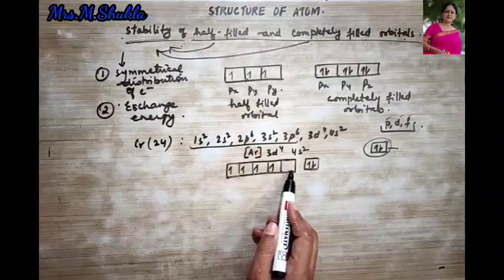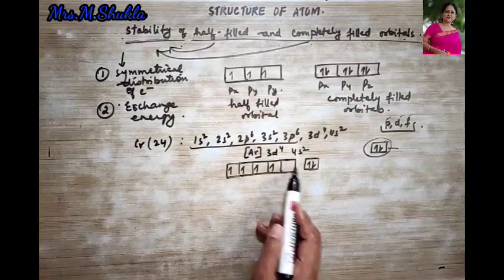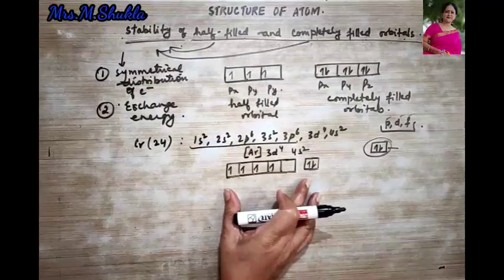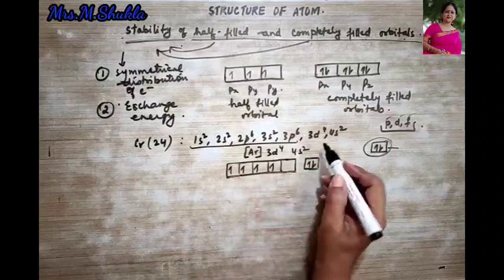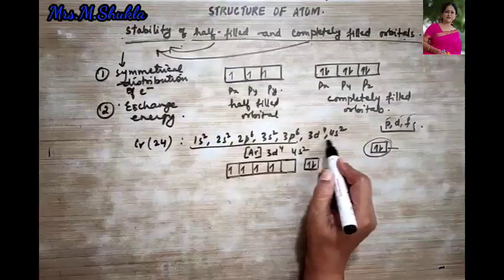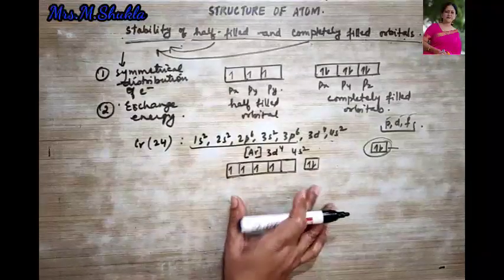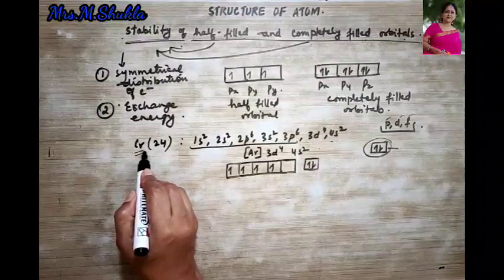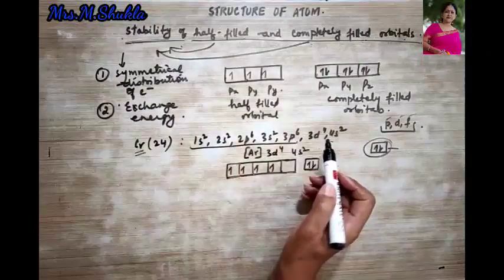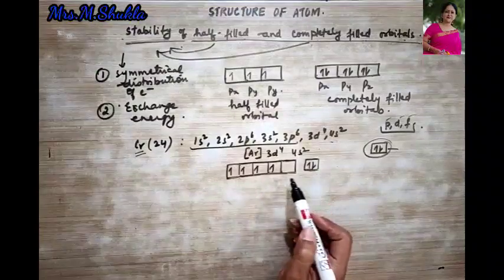Now the d orbital is not half filled because this orbital has no electron over here. So we can say this is an unstable configuration. The configuration given by Aufbau's rule for chromium is unstable. That is what I said in the beginning, that there are certain elements which show certain deviation from Aufbau's principle. I hope this is very clear.